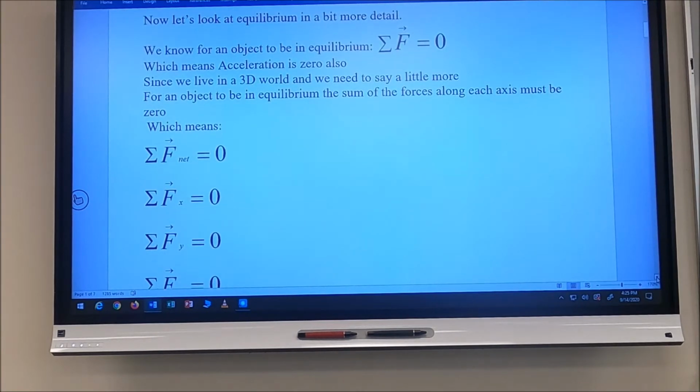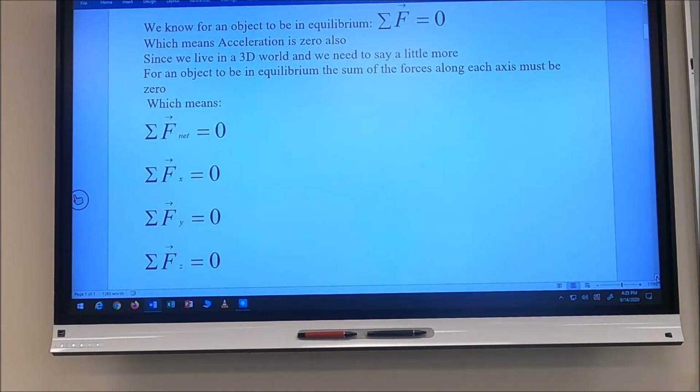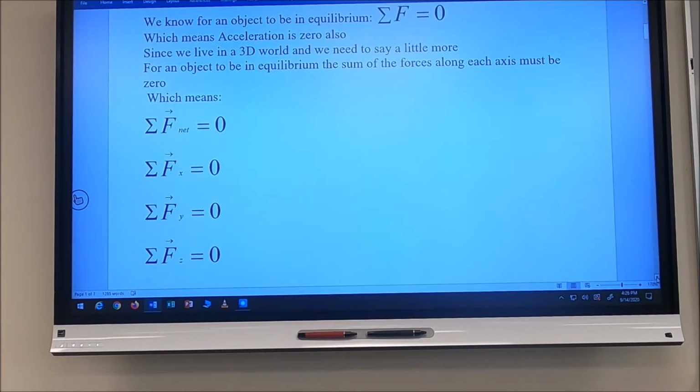So we know when an object is in equilibrium, the sum of the forces equals 0, which means the acceleration will be 0. Since we live in a 3D world, to be in total equilibrium, the sum of the forces in the x direction has to be 0, the sum of the forces in the y direction equals 0, and the sum of the forces in the z direction has to be 0. If the sum of the forces along any axis is 0, then there is an equilibrium along that axis.